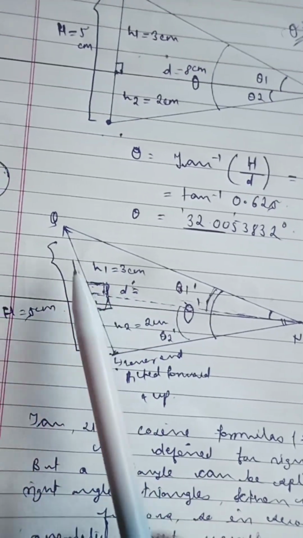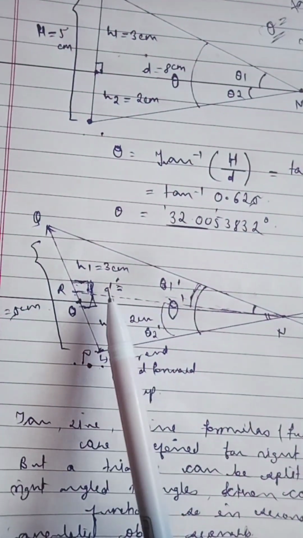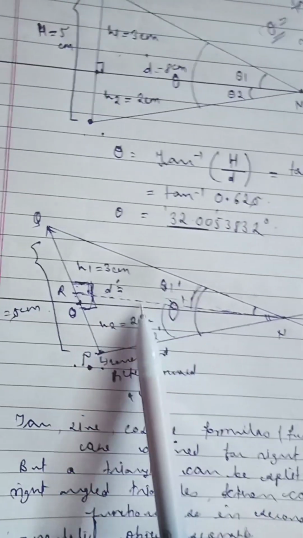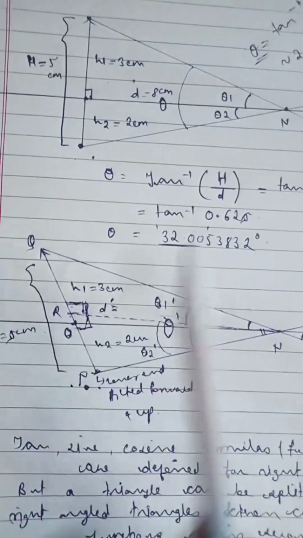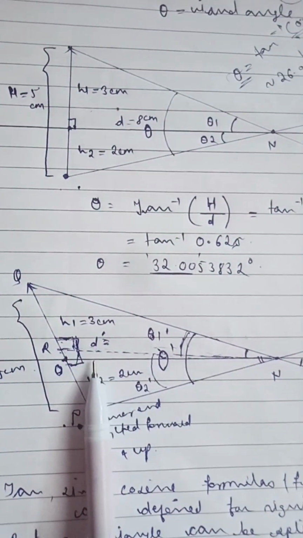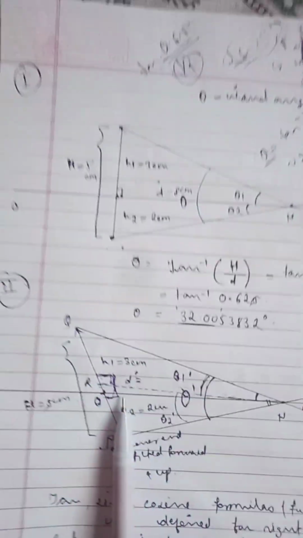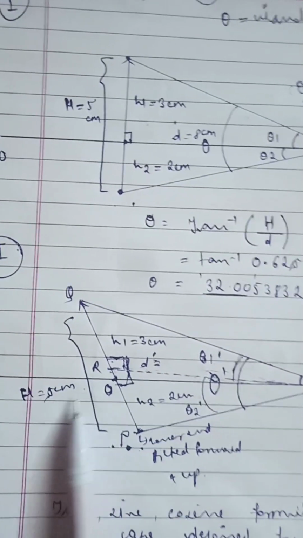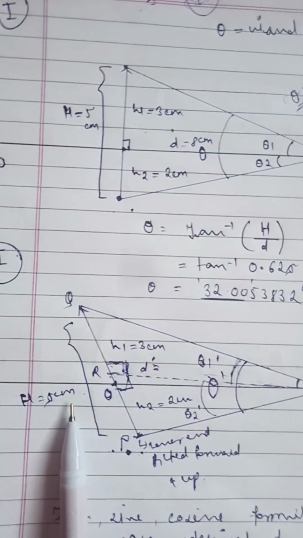Now this h1 plus h2 becomes h divided by d dash. So tan theta, this new distance: here it was 8 centimeter, and now this new distance I have measured is some 8 point something something. I have taken it as 9 centimeter, okay, for mathematical simplification.